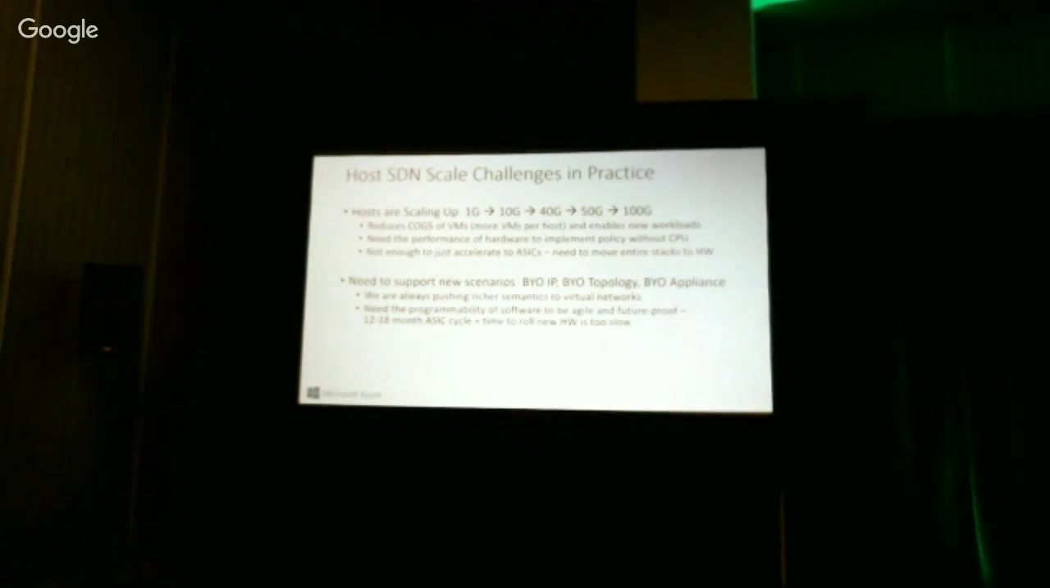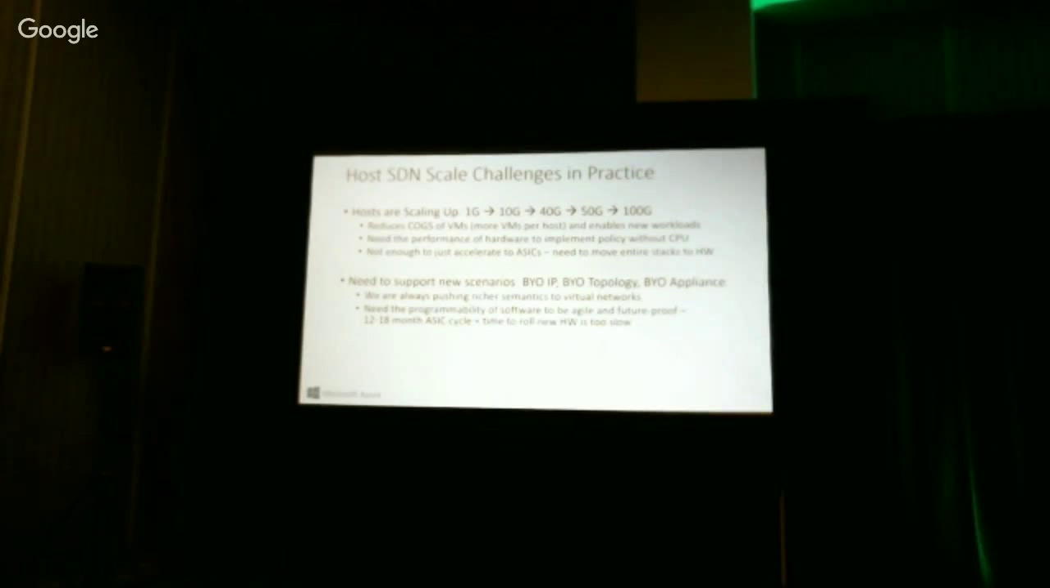As I said, we're at 40 gigabit today. We're going to 50G soon. We'll go to 100G. And this is necessary. This trend is real. We are reducing the COGS of VMs by throwing more VMs into a host and enabling more network capacity. So this is necessary. And so, as I said, we do need the performance of hardware to implement policy with CPU.